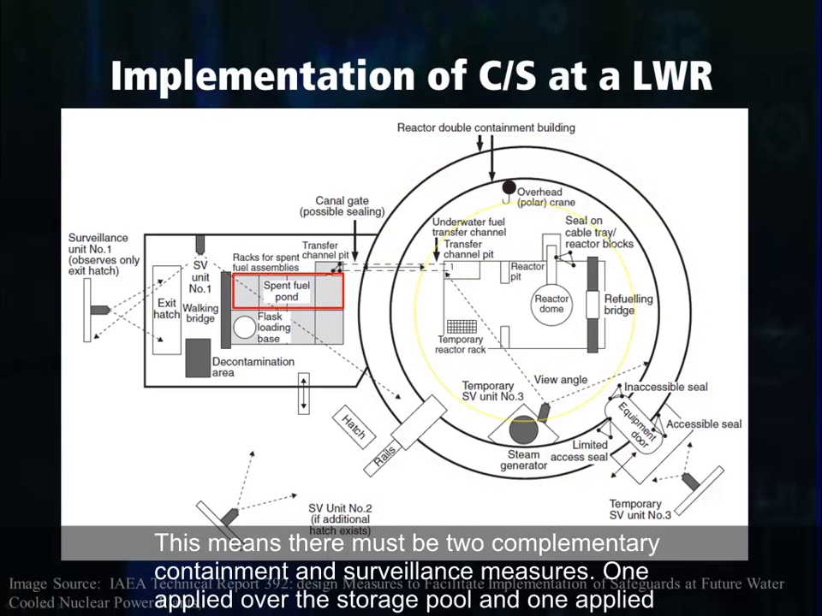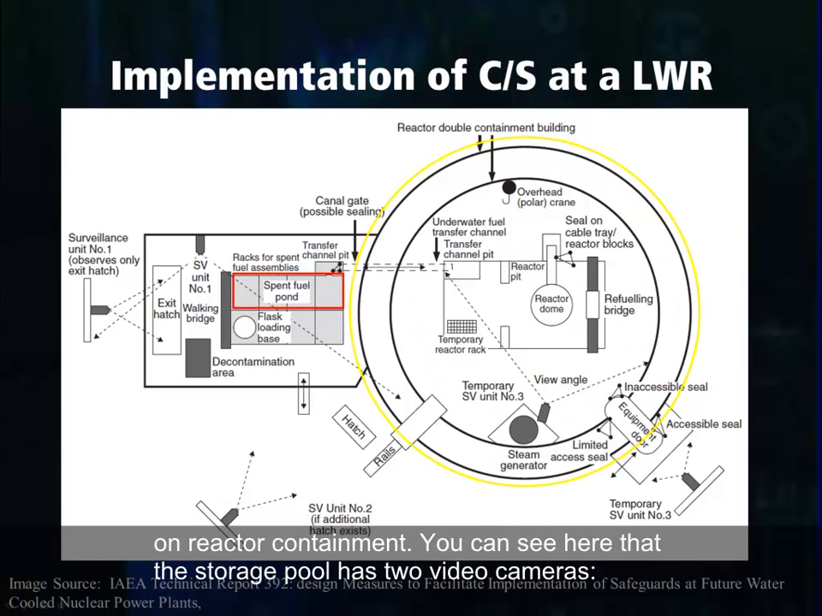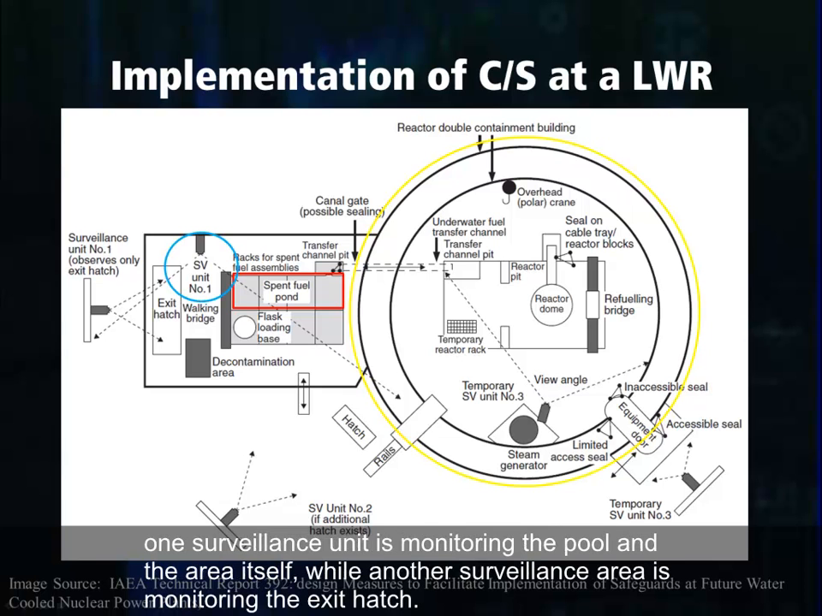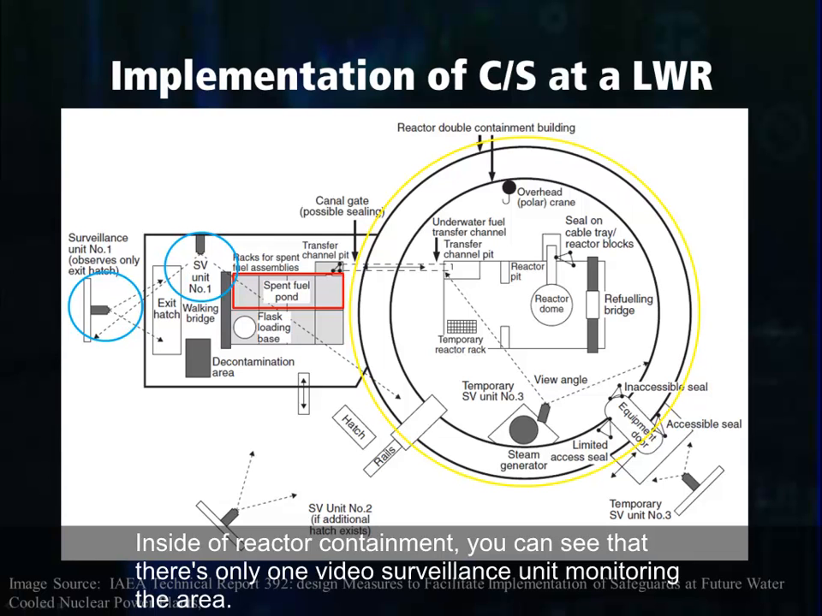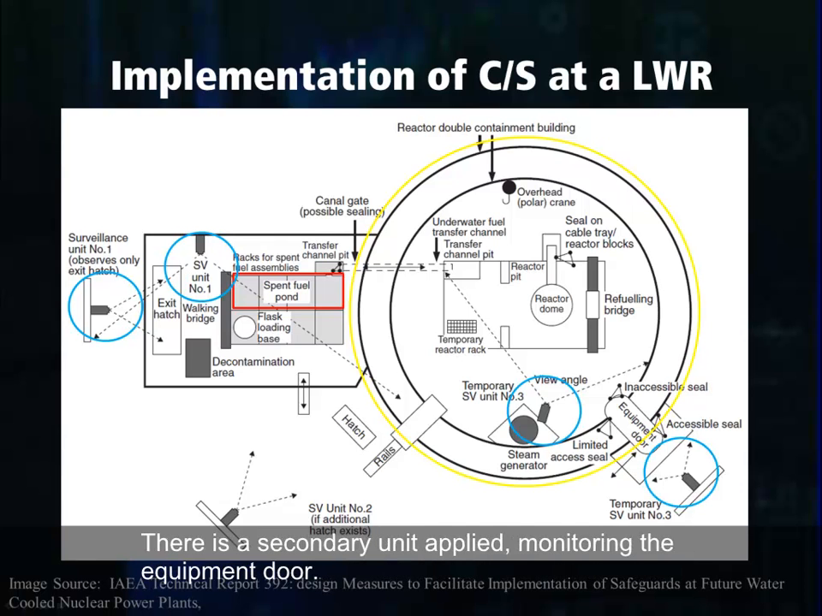reactor containment. You can see here that the storage pool has two video cameras. One surveillance unit is monitoring the pool and the area itself, while another surveillance unit is monitoring the exit hatch. Inside of reactor containment, you can see that there's only one video surveillance unit monitoring the area. There's a secondary unit applied monitoring the equipment door.